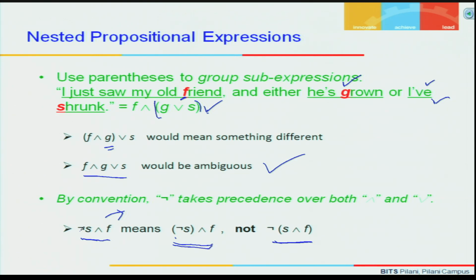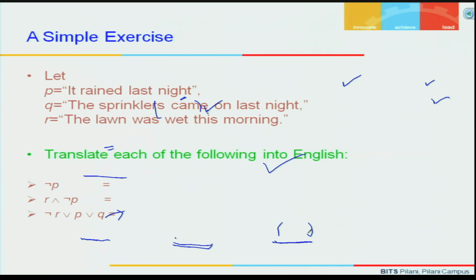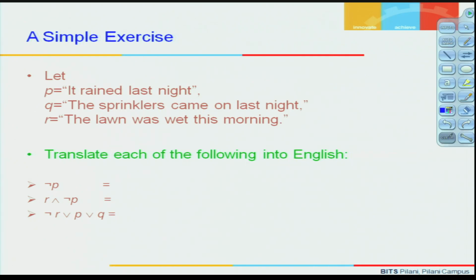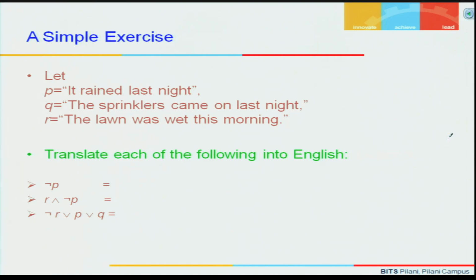This is what I mean by precedence. When the not operator is there, and soon after that there is a proposition, then you understand that this not operator is only for this proposition, not for this compound statement. That is what precedence is. We will do a simple exercise. Given simple propositions and some operators, we make a compound statement. It is purely in propositional logic, and we will see what is the English meaning of it.